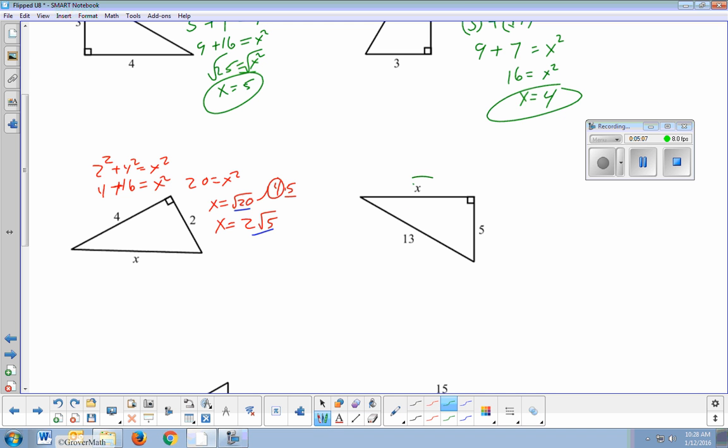Sometimes you're finding a leg here. So it's not always finding the hypotenuse. So it would be x squared plus 5 squared equals 13 squared. And this one you might actually recognize as 12. That's one of your common ones, 5, 12, 13. But of course, you could do the algebra out to see that as well.